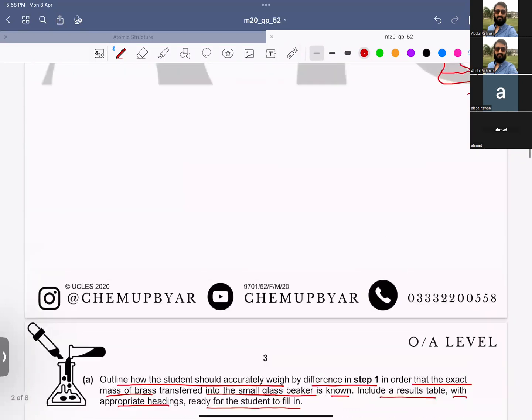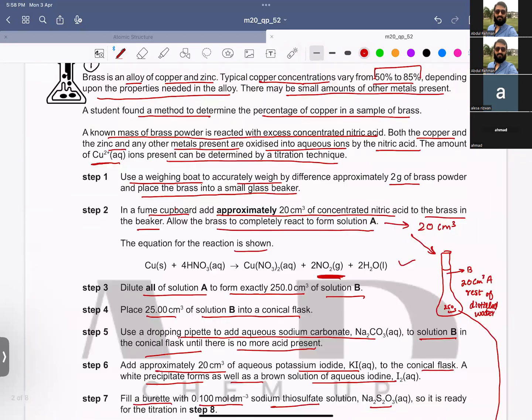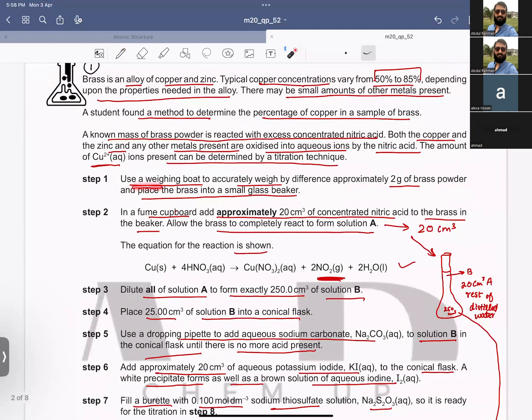Okay, so let's come to step 1 again. What are they saying? Use a weighing boat to accurately weigh by difference.